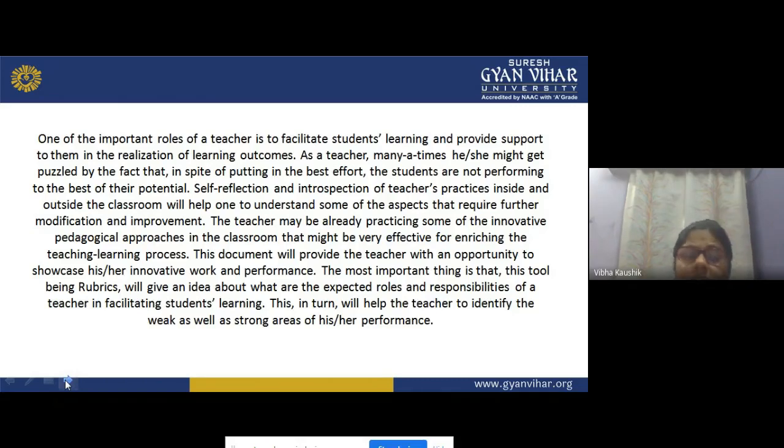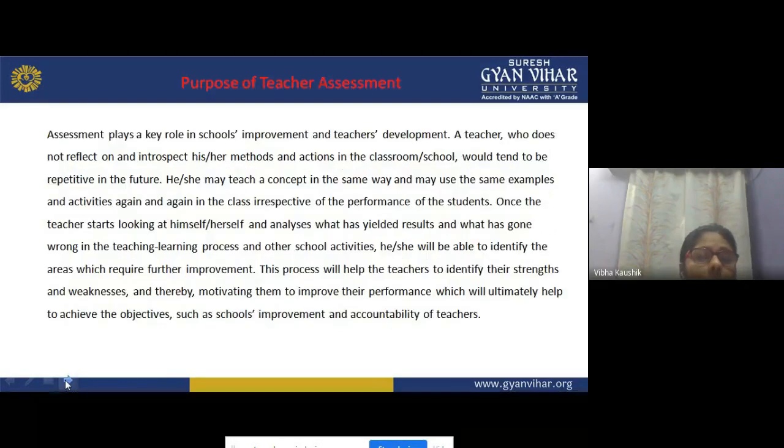Then this tool will help the teachers to get an idea of the expected roles and responsibilities of the teacher in motivating the students' learning. Thus, this in turn will help the teacher to identify the weak as well as strong areas of her performance. Now, purpose of teacher assessment.